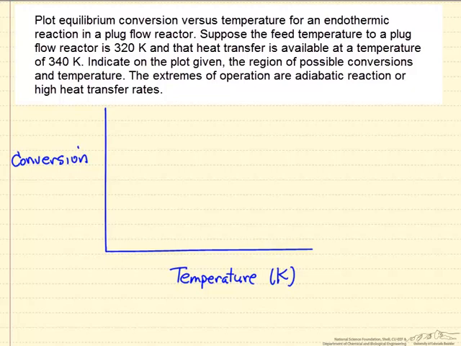And it says the extremes are, we could run it adiabatically, namely the reaction rate would be so fast that we could not remove very much heat, or we could run it with a very slow feed rate and a high heat transfer, then we would add heat in this case.